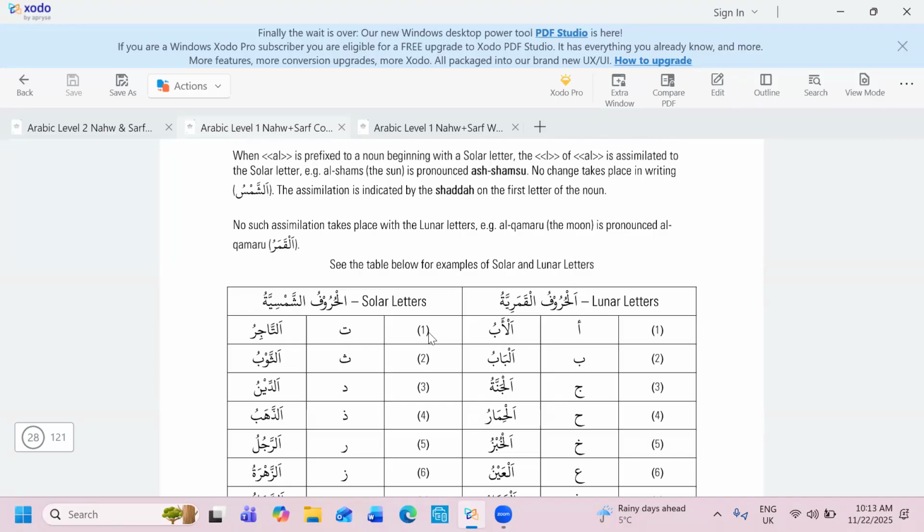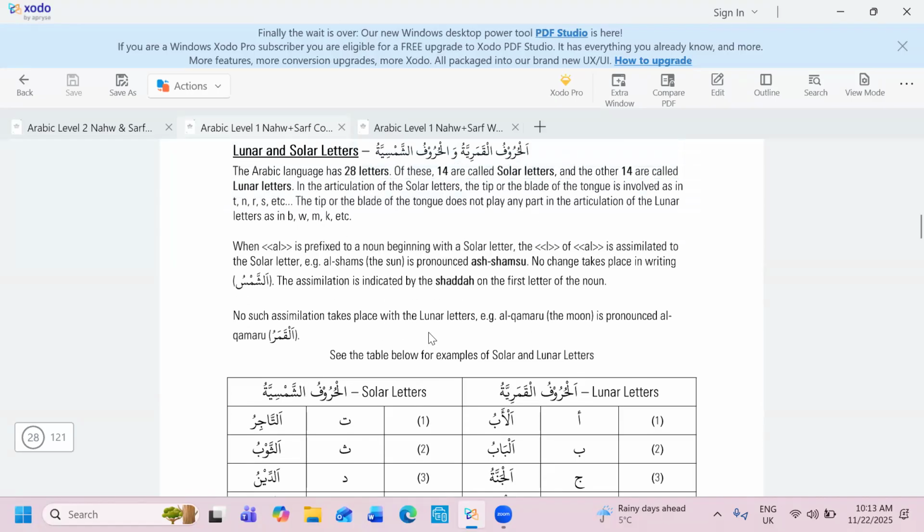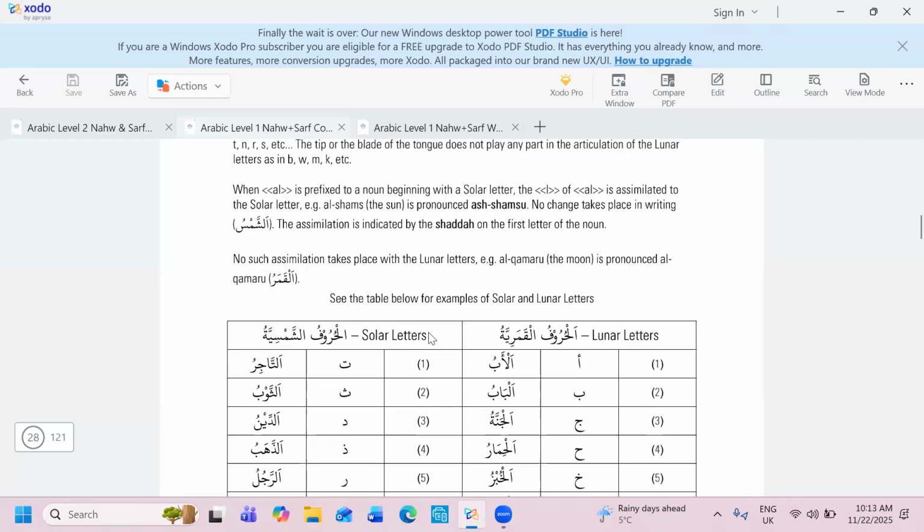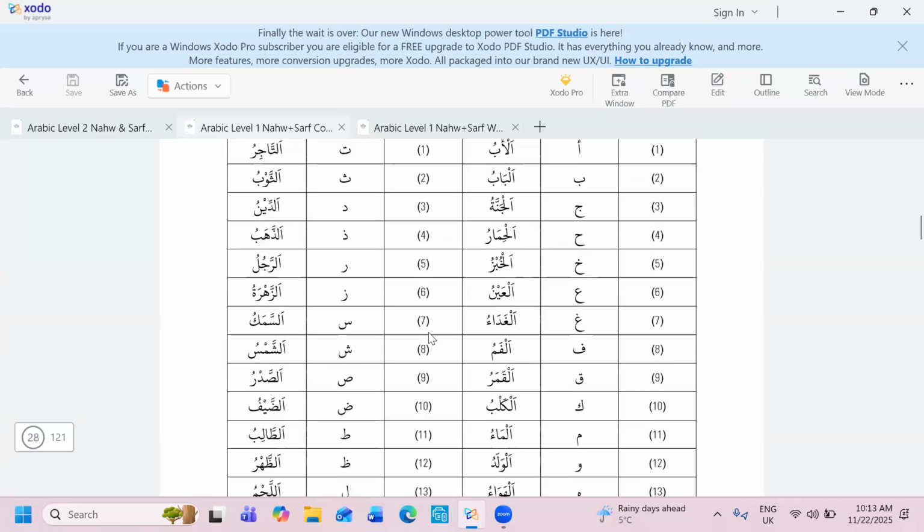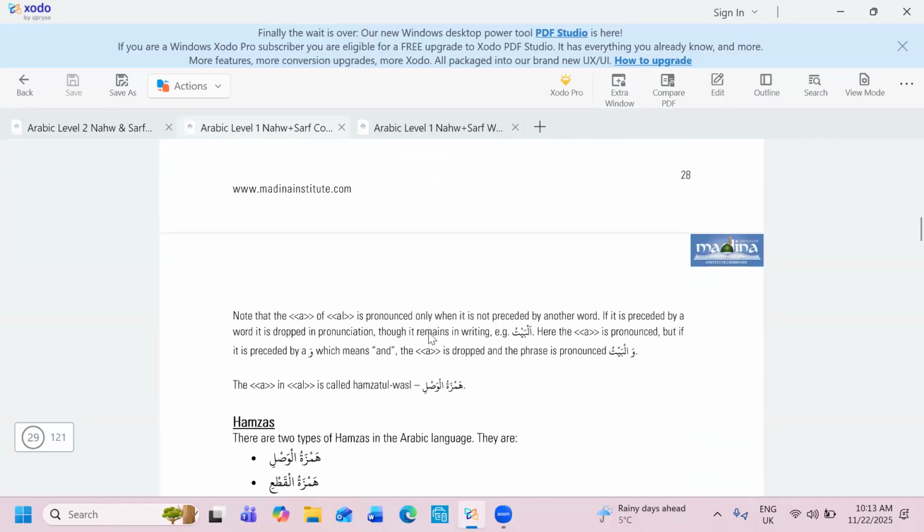Shamsi, we don't pronounce the lam. Qamari, we pronounce the lam. And it's divided almost equally, 14 on each side. And inshallah, with time, you will learn that.